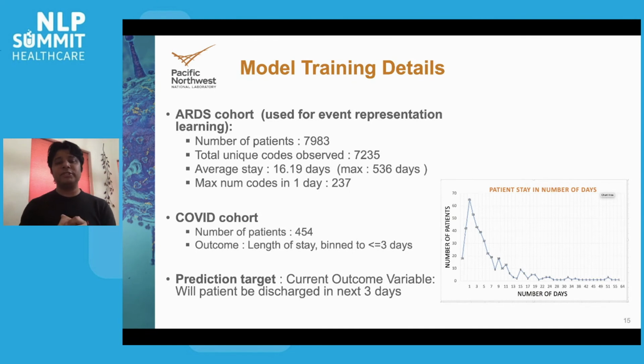We choose the next 3 days because when you look at the distribution of how long patients stayed, we can see that there's a sharp drop. If you look at the plot on the right, the x-axis shows the duration of patient stay, and the y-axis shows the number of patients who had that duration of stay. So right now, our outcome variable, which I'm going to show you the numbers for in the next slide, is that we are always trying to predict, given a window in the past, will the patient be discharged in the next 3 days or not?